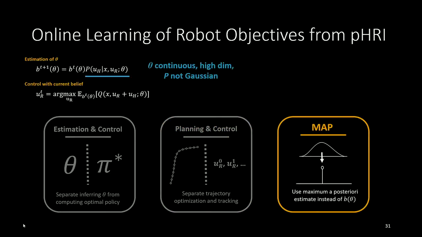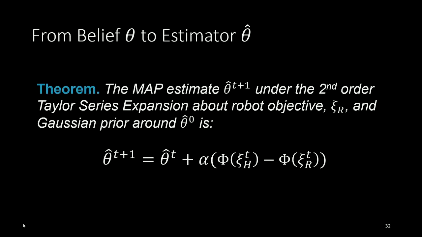Finally, if you notice in the estimation step, our theta is continuous, it's high dimensional, and our observation model is still not Gaussian. So we're going to instead reason about the maximum a posteriori estimate and replan at every single time step, rather than tracking the full belief. In this paper, we find that the MAP estimate of the reward parameter theta under a second order Taylor series expansion about the robot's objective psi r with a Gaussian prior actually ends up being online gradient descent.